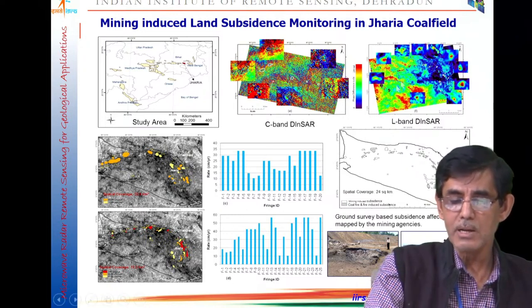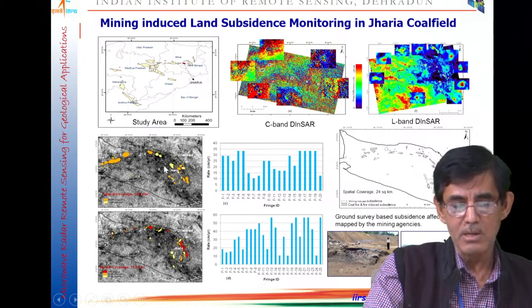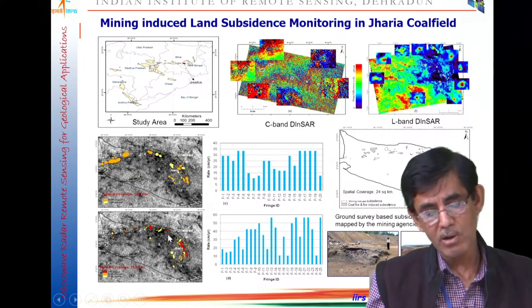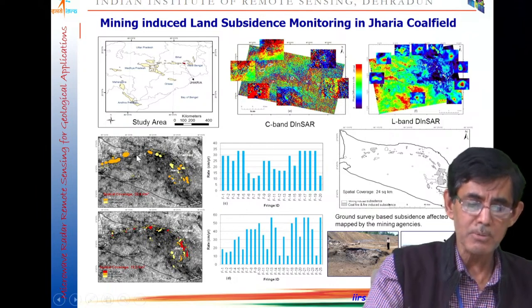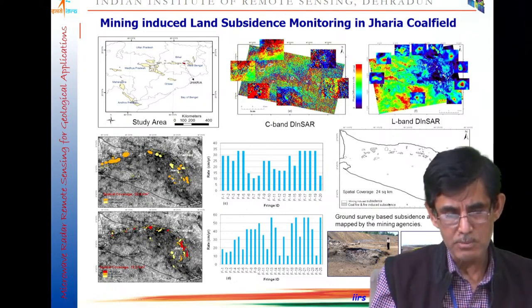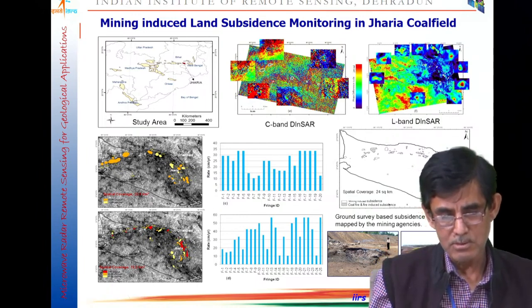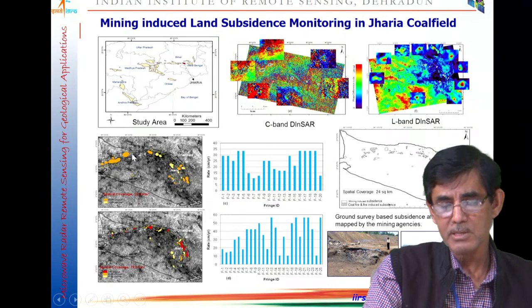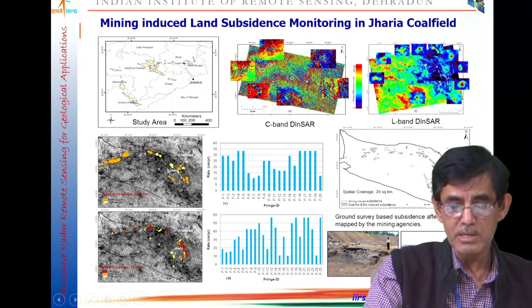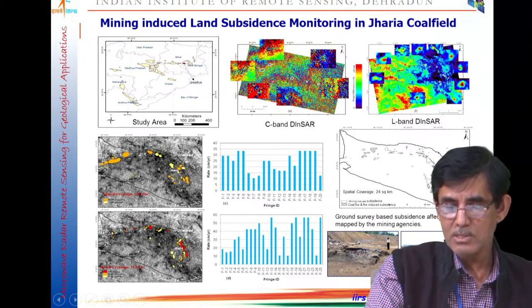Now we have used C band and L band, and you see this is the area which is subsiding in this coalfield. It is a much larger area here, because C band has the shorter wavelength, whereas L band, because it has a longer wavelength, can give you the areas subsiding at a very fast rate. C band wavelength is only 5.6 centimeter, whereas L band has a wavelength of 23 centimeter. So here the fast subsiding areas are detected, and here the slow subsiding areas are detected. These subsiding areas from the interferometric SAR you can compare with the actually surveyed subsiding areas, and you can see there is good agreement.